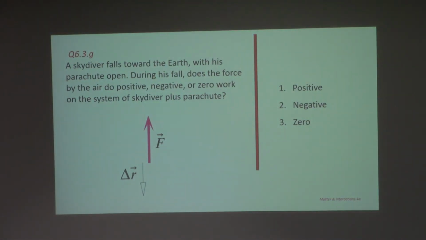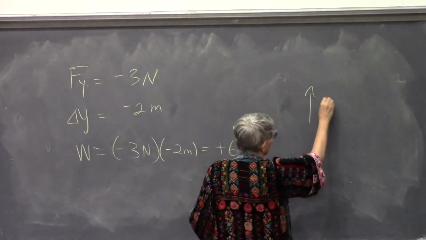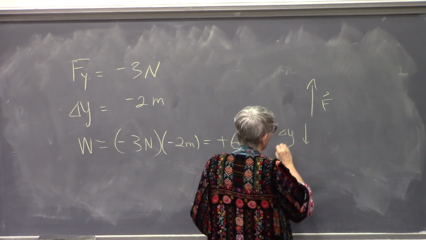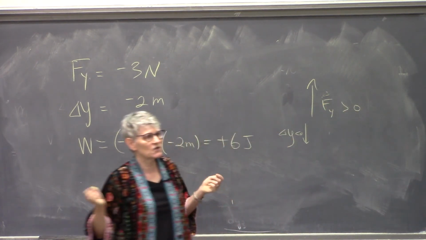So one last example, here's a skydiver falling toward Earth. His parachute is open. During his fall, does the force by the air do positive, negative, or zero work on the skydiver? Okay, all right, I'm seeing all twos, excellent. So yes, the work is negative because the force is up, Fy is greater than 0, but delta y is less than 0.